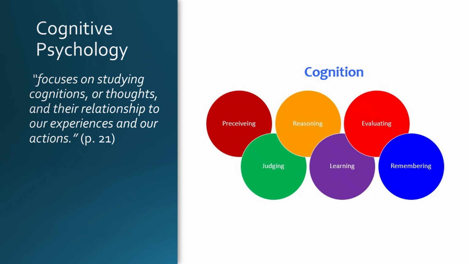Cognitive psychology focuses on studying cognitions or thoughts and their relationship to our experiences and our actions. So it really goes back to the connection between our thoughts and our feelings and our behavior. Cognitive psychology specifically studies how our thoughts affect our actions and our relationships. Just the little diagram on the right, part of cognition is the way we perceive things. It's the way we judge situations. It's the way we reason things out. It's how we learn. It's how we evaluate situations, and it involves our memory. How do we remember things? And we'll look more at all of those things later in the class.